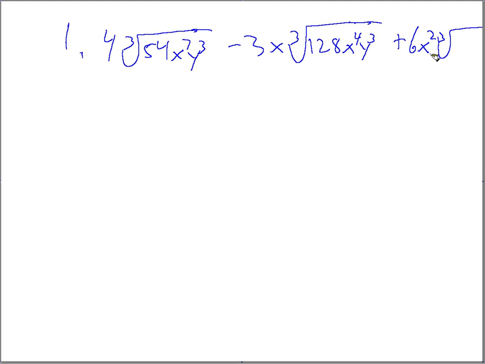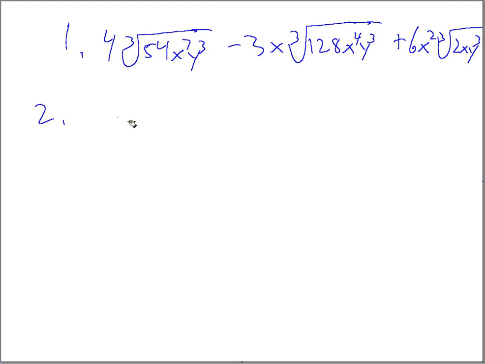I'm running out of space here, but hopefully you can see it. 2xy cubed there. Sorry about that, running out of space there. So this last one should be 6x squared cube root of 2xy cubed. Alright? So simplify these radicals and combine like terms, bottom line here.